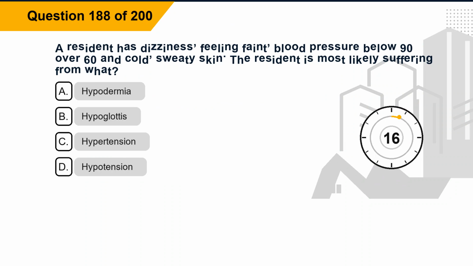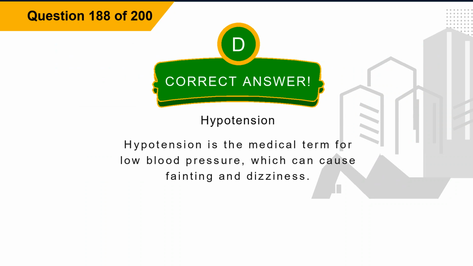Question 188. A resident has dizziness, feeling faint, blood pressure below 90/60 and cold, sweaty skin. The resident is most likely suffering from what? Option A. Hypothermia. Option B. Hypoglottis. Option C. Hypertension. Option D. Hypotension. The correct answer is option D. Hypotension. Explanation. Hypotension is the medical term for low blood pressure, which can cause fainting and dizziness.